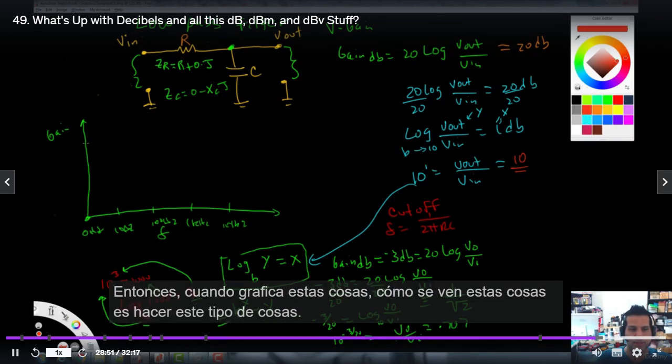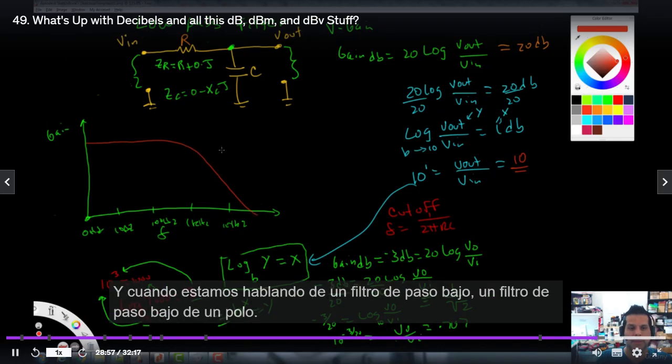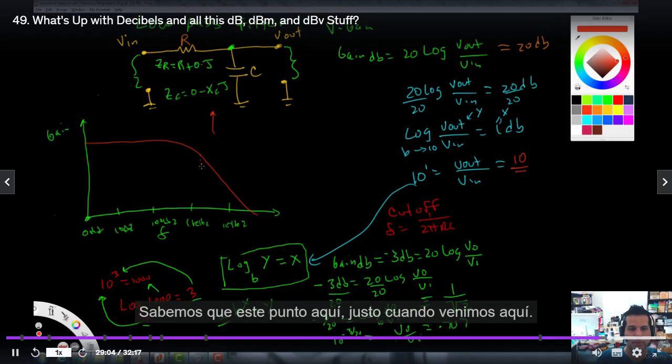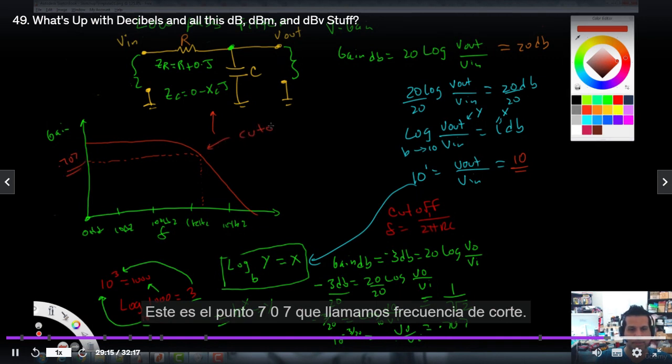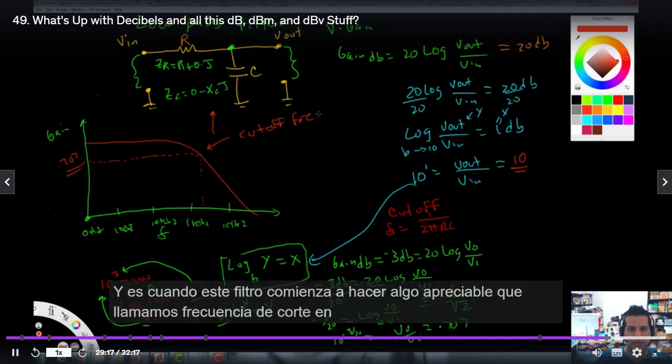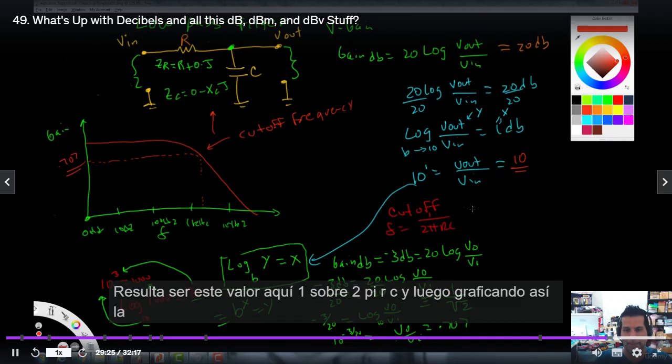So when you graph these things, they'll look like this. And when we're talking about a single-pole low-pass filter, we know that this point right here, when we come over here, is that 0.707 mark, which we call the cutoff frequency. This is when the filter starts to actually do something appreciable. In the case of this filter, it happens to be this value here, 1 over 2 pi RC.